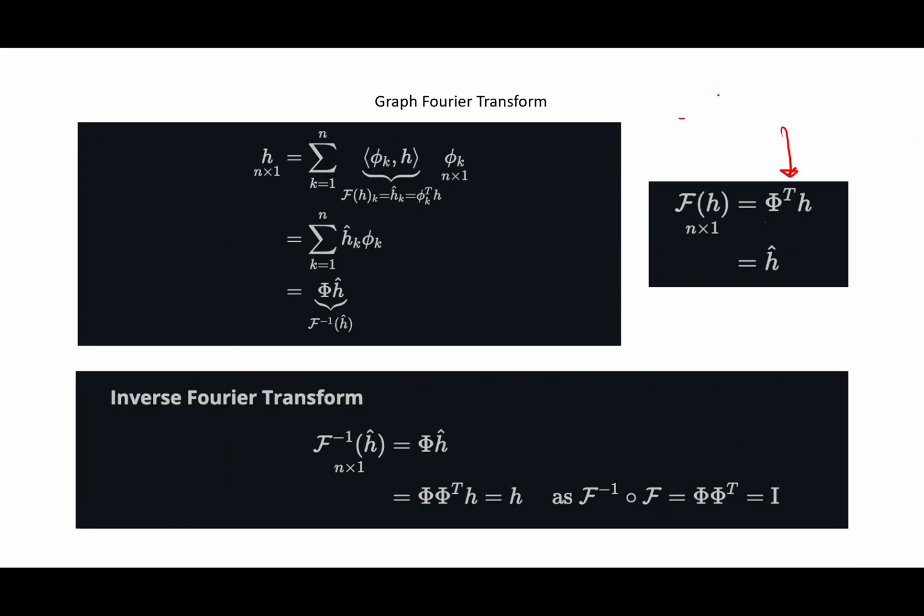Here, please remember, capital phi is the eigenvectors arranged in columns. So the inverse Fourier transform is capital phi into h hat, and h hat was capital phi transpose into h. With our earlier derived result that phi transpose phi will be an identity at all times, we can see that this results in h equals h. Hence doing an inverse Fourier transform on a Fourier transform results in the same thing coming back. So it's consistent, basically.